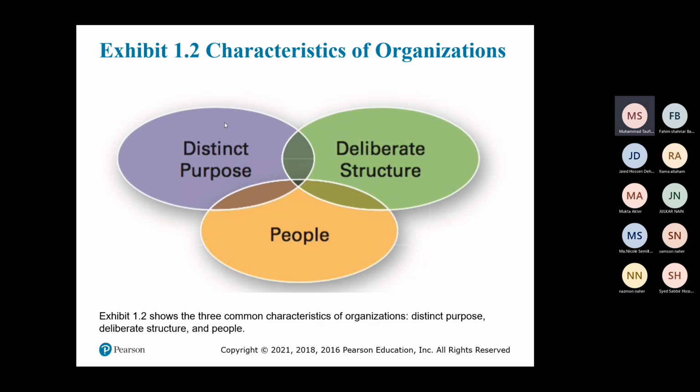When you start structuring the group of people, you must assign roles to everyone. Somebody must take the role to monitor and to make plans for the group. That is the position of the manager. So these are the three common characteristics of an organization. Without these characteristics, the group of people cannot become an organization. So you must have these three characteristics.